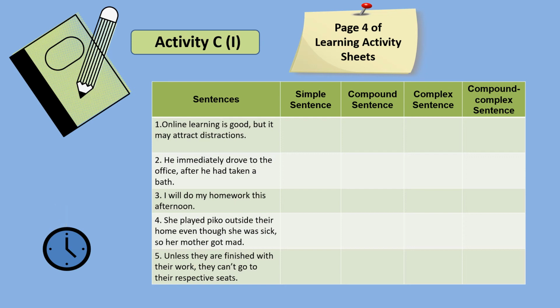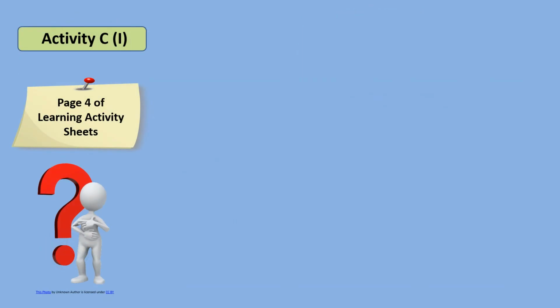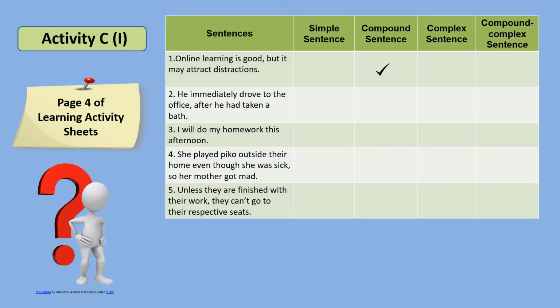What a nice job! Now let's see if you have answered it correctly. Number 1 is a compound sentence. Number 2 is a complex sentence. Number 3 is a simple sentence. Number 4 is a compound-complex sentence. And number 5 is a complex sentence.